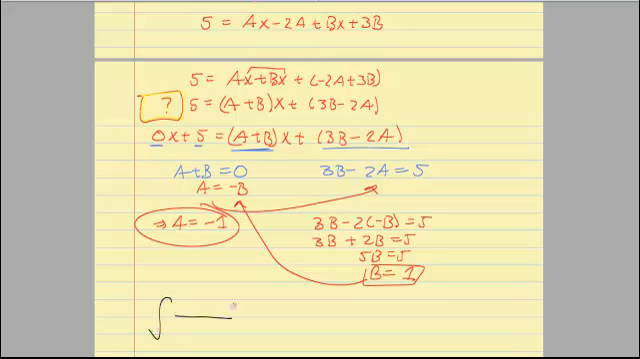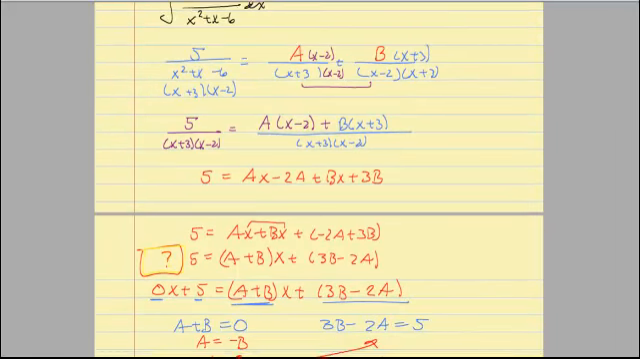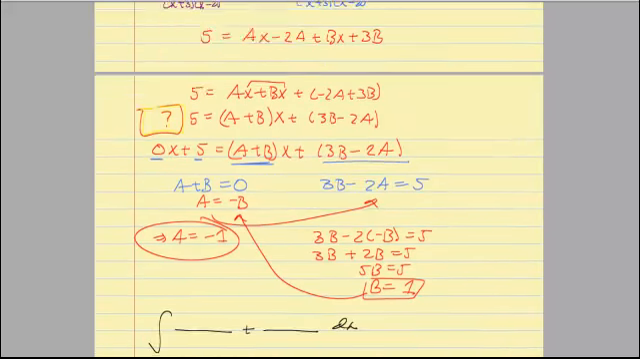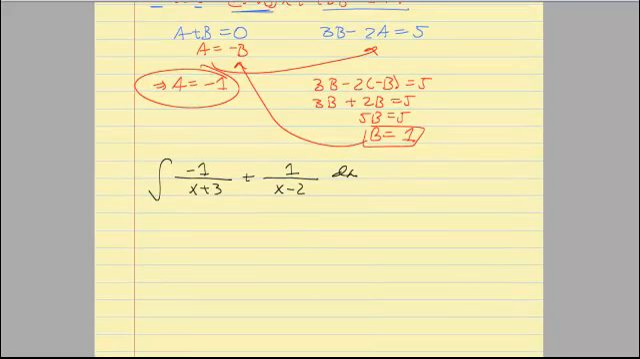So now I have the integral of my decomposed fraction. Let's go back up here and look. I had right here x plus 3 and x minus 2, so I had a over x plus 3 and b over x minus 2. Well, a was negative 1, b was 1, and now I should be able to integrate. Well, both these integrate into nice natural logs.